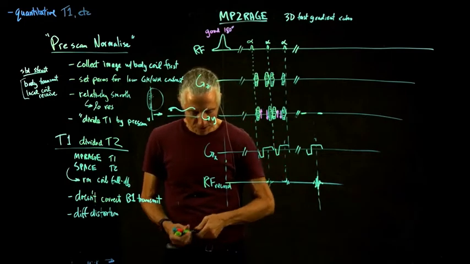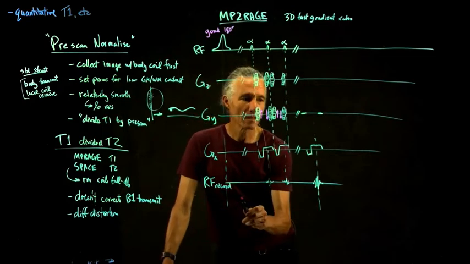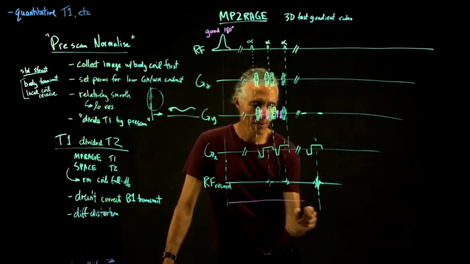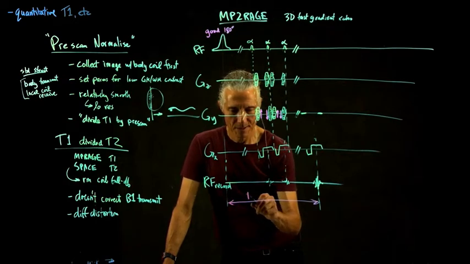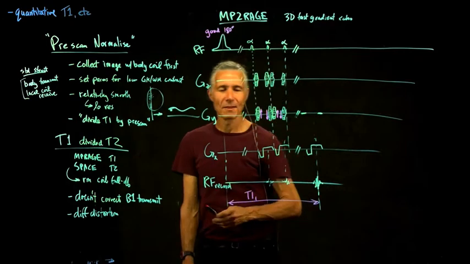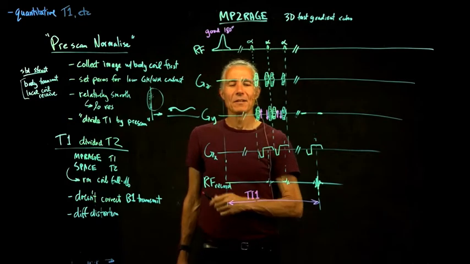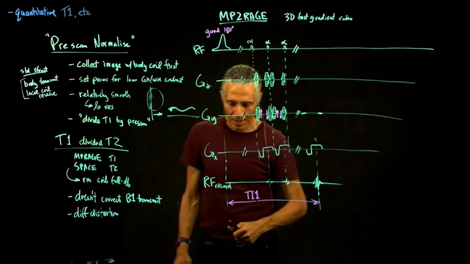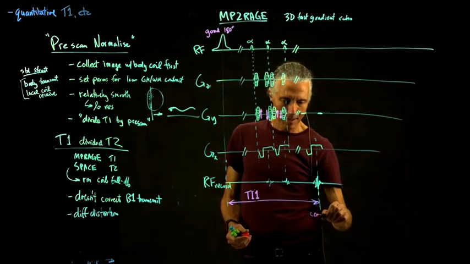So the definition of the inversion time, so this guy to when we record, so this is the time of inversion 1. Time of inversion 1. So this is the center of K-space.